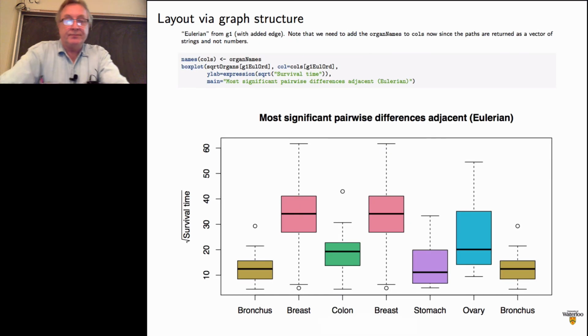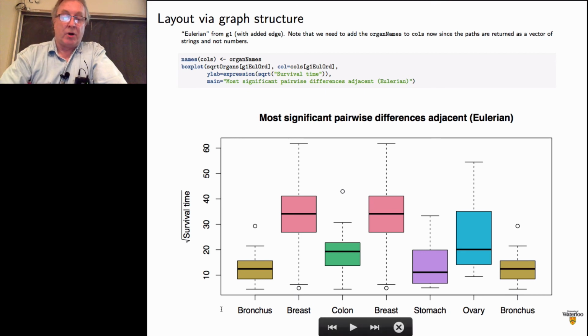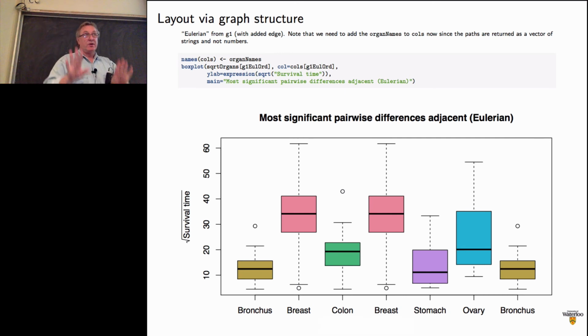Okay, so I can use that graph and do a greedy Eulerian on that graph, and you can see I'm going bronchus, breast, colon, breast, stomach, ovary. Now, all of these pairwise comparisons, the guys that are adjacent to each other, are significant according to a t-test.